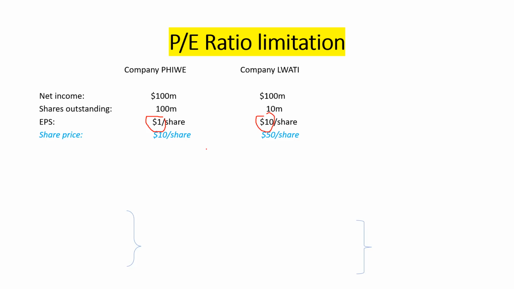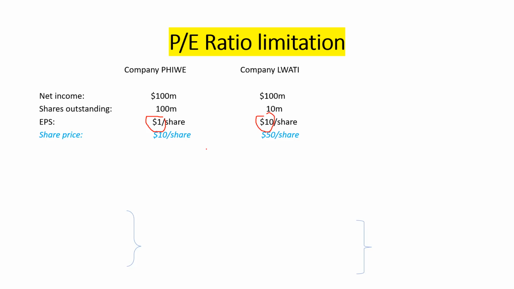But then you will say, wait, Mzamo, wait a minute. Piwe shares are $10 per share compared to Lwati's shares, which are $50 per share. How can company Lwati's share then be cheaper at $50, basically 5 times the share price of company Piwe?